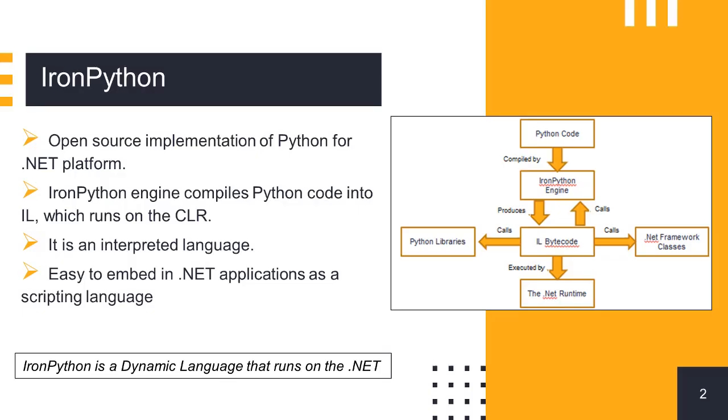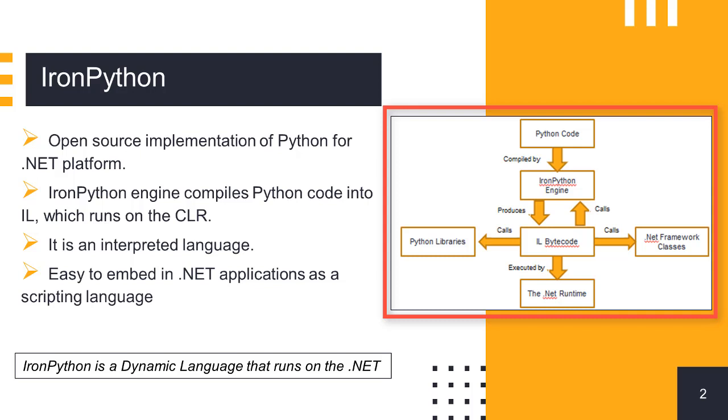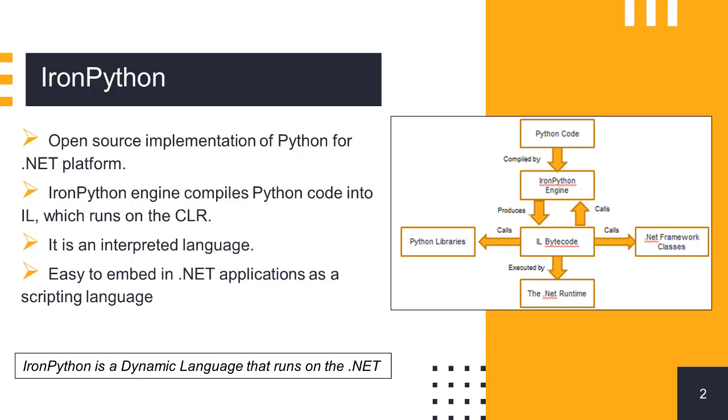Let us understand what is IronPython. It is an implementation of Python in .NET platform. From the figure we see that IronPython engine converts the Python code into intermediate language bytecode. This bytecode can access both Python and .NET Framework libraries and run on common language runtime of the .NET Framework.